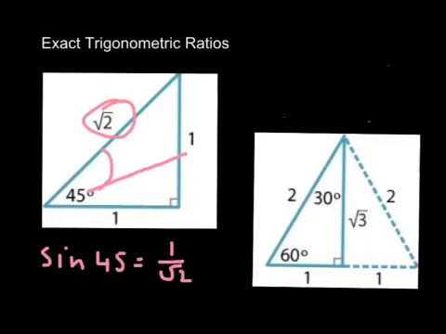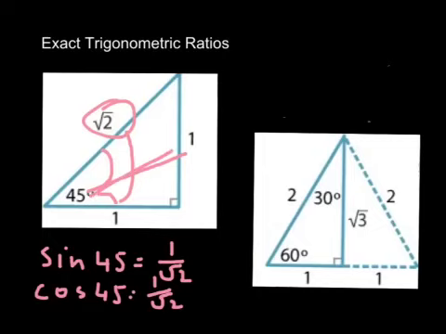And we can also tell from this diagram that the cosine of 45 degrees is the adjacent over hypotenuse, and that's also equal to 1 over the square root of 2. What about the tangent ratio? Well, what's tangent? That's opposite over adjacent. So the tan of 45 would be 1 over 1. So tan 45 equals 1 over 1, which of course just equals 1. Okay, so we've got three exact trigonometric ratios.